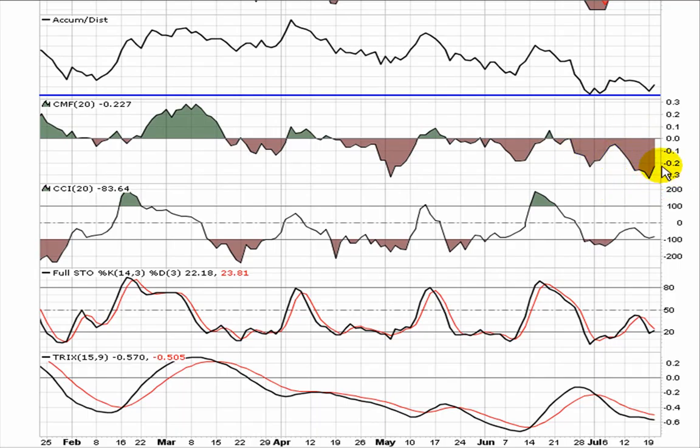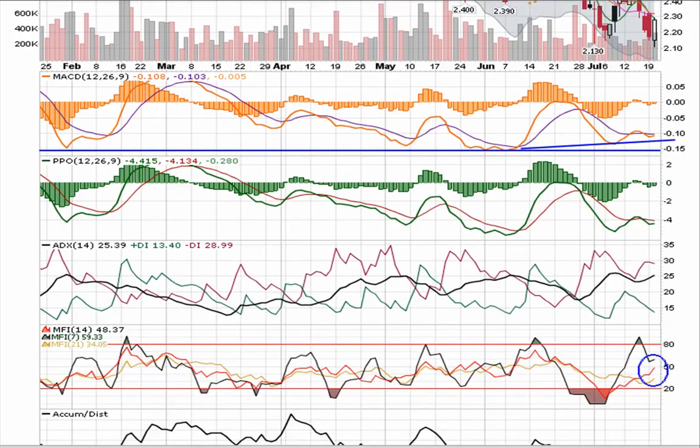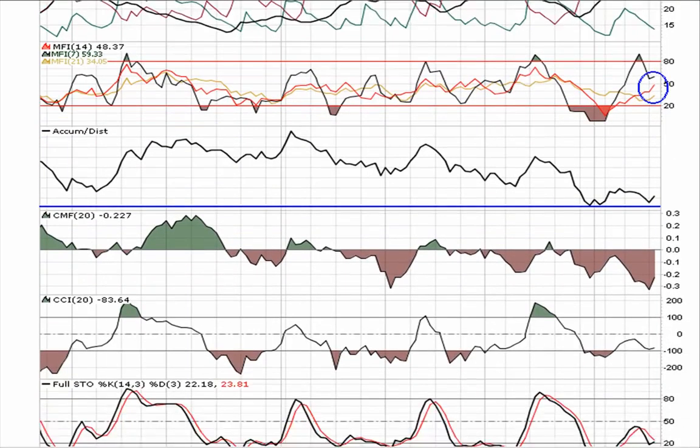Not getting much from the Chaikin Money Flow other than the spike that it got from yesterday. You can see that there was some buying pressure that came in on a nice candle yesterday. That's a piercing line, a very strong reversal pattern, reversal candle. We're looking for confirmation.